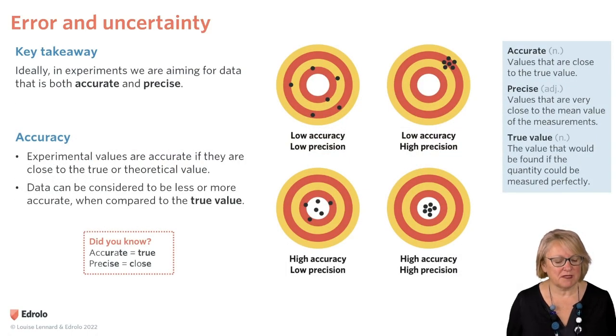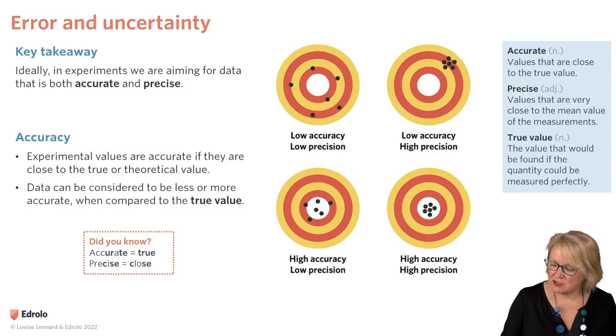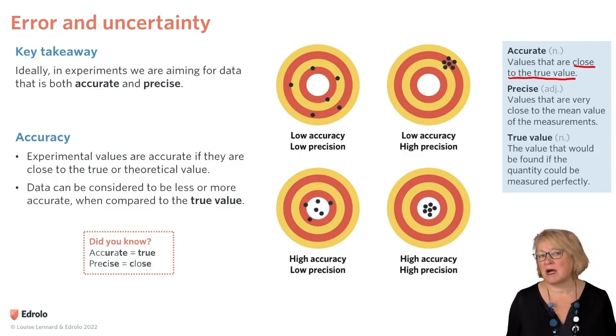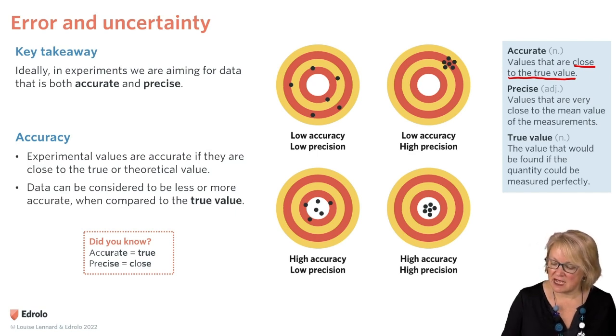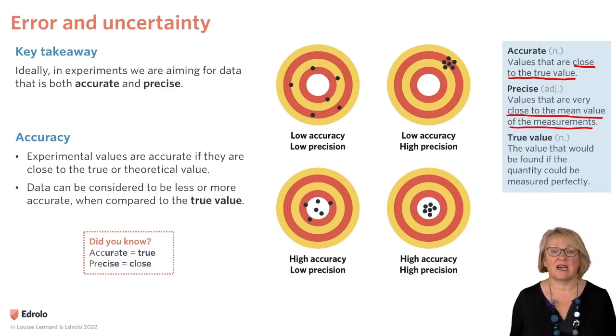Ideally, in experiments, we're aiming for data that is both accurate and precise. By accurate, we mean values that are close to the true value. So that could be published data. Precise data is data that is very close to the mean value of the measurements. In other words, how close the data is to each other. And we can use these targets to try and demonstrate accuracy and precision.